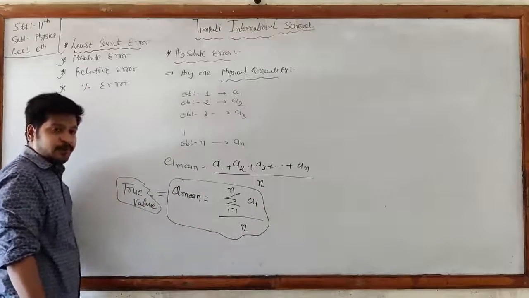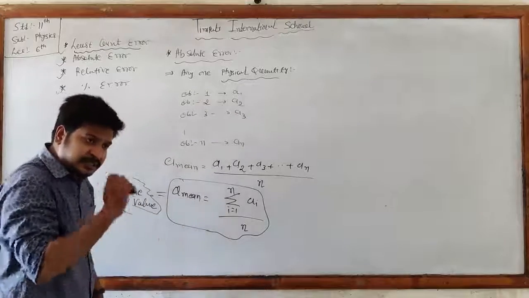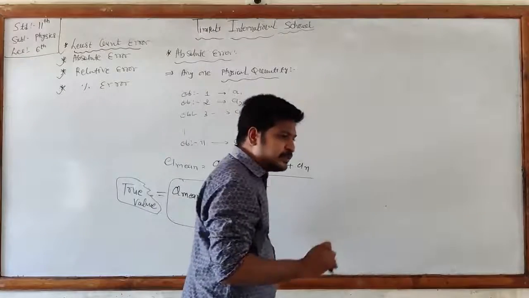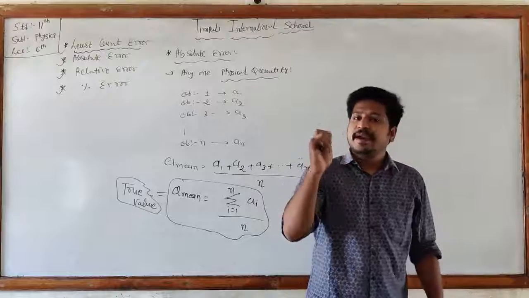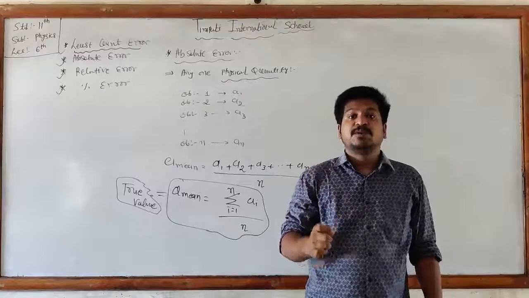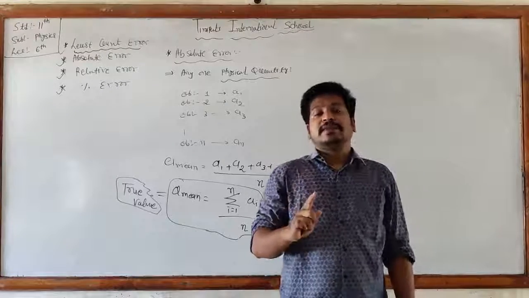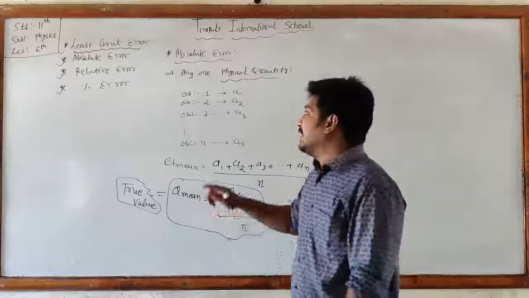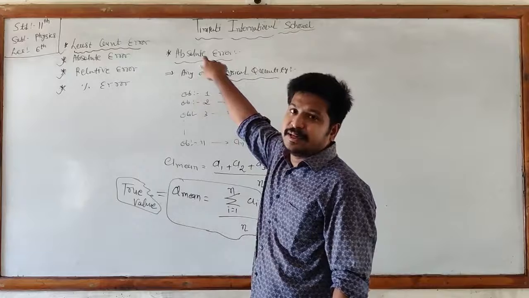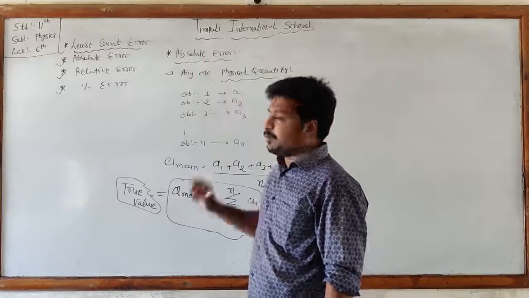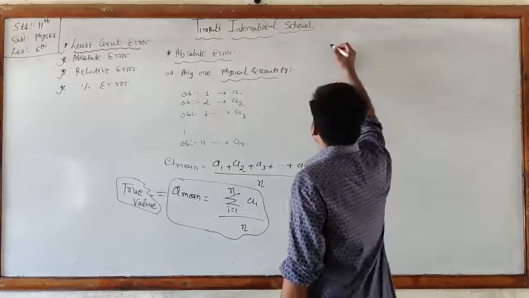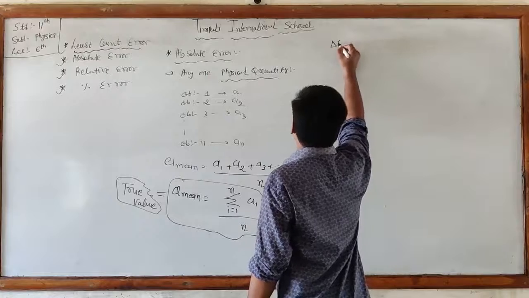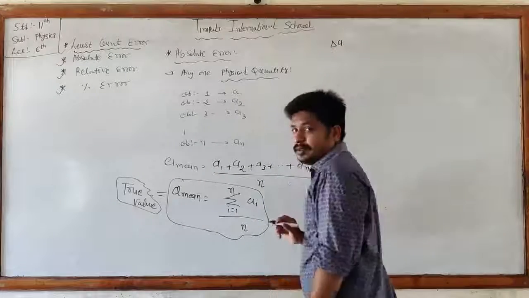Then, what do I have to do? I have to subtract all the observations from the A mean. That is known as absolute error. Okay? So now I am denoting absolute error by delta A.